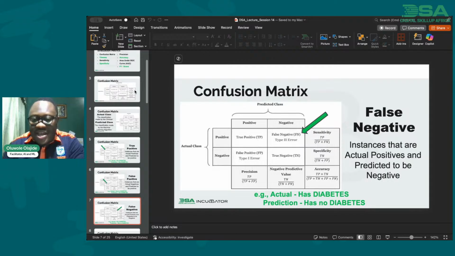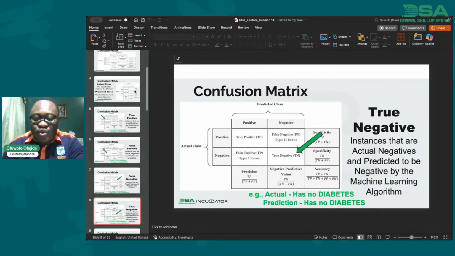The patient or individual has diabetes, but the model is saying he or she has no diabetes. All right. Then we went to true negative. We spoke about instances that are actually negative, and the system has been able to predict that they are truly negative, based on what the clinician recorded, also the actual prediction class. So that is always very good. A patient has no diabetes, and your model or algorithm also says what?